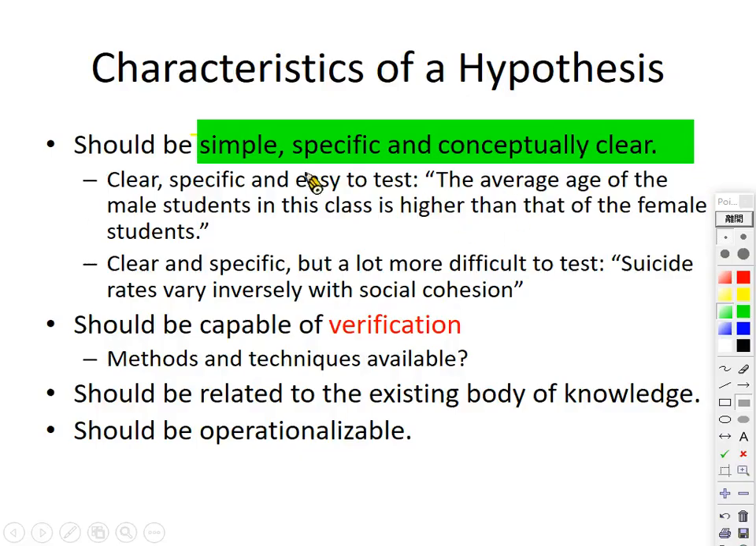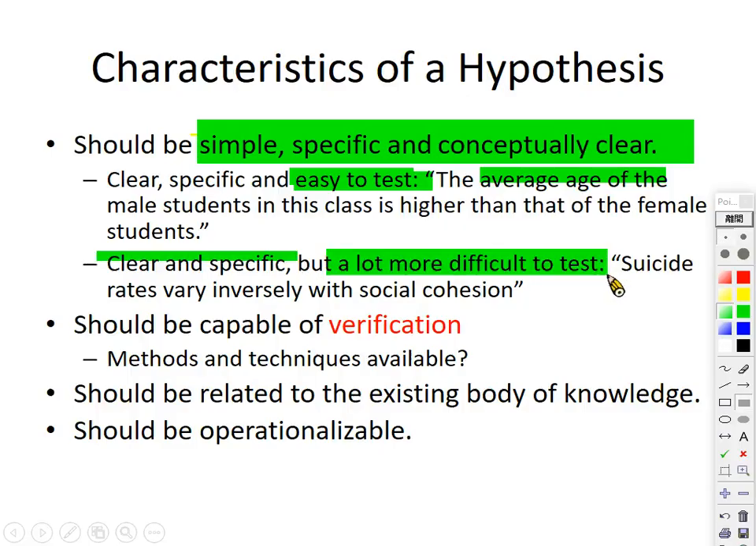So let's see. Some are easy to test. For example, the average age of the male students in this class is higher than that of the female students. Very simple. We are talking about the average age of male students and female students, and I provide my tentative, reasonable explanation that male students are older than female students on average. So this one is clear, specific, and easy to test. Some others are clear and specific too, but maybe a lot more difficult to test.